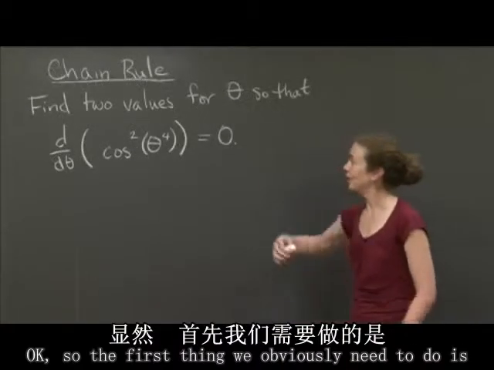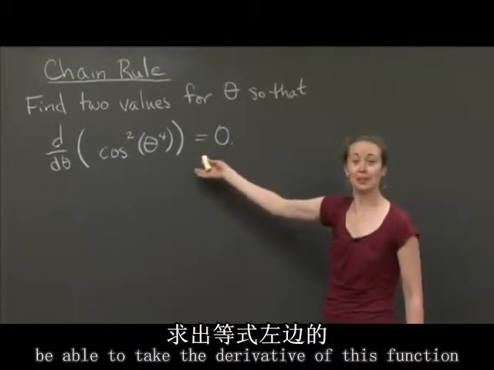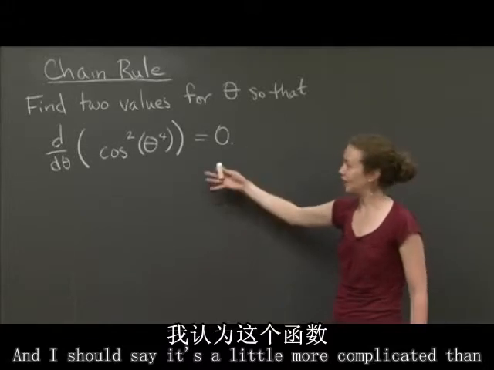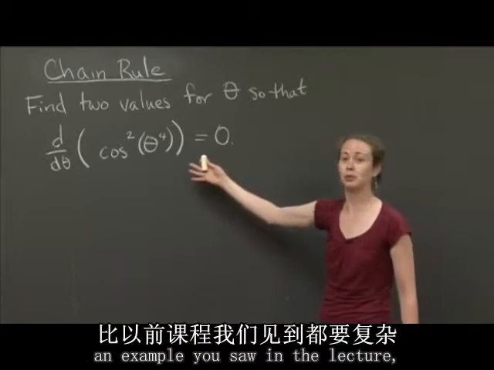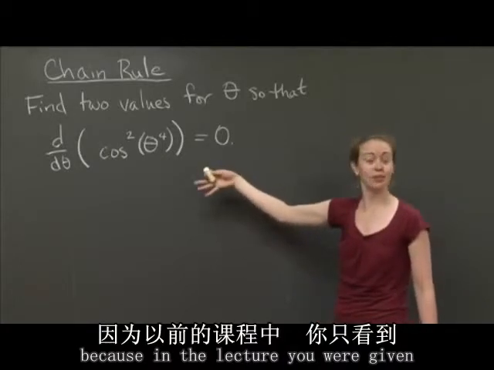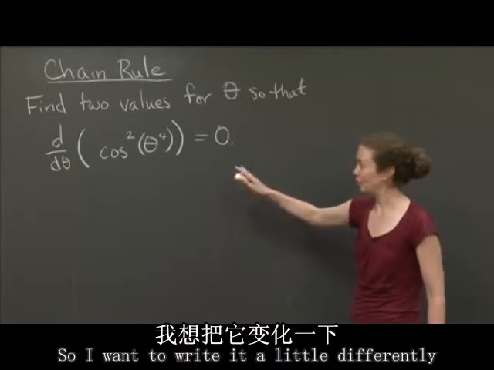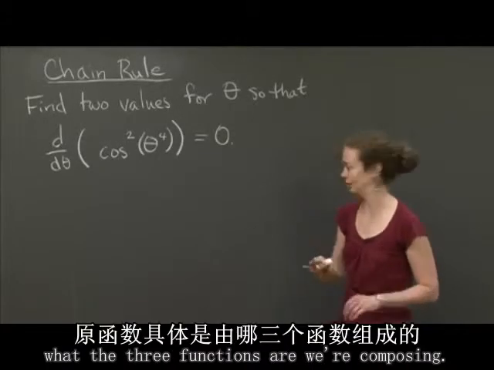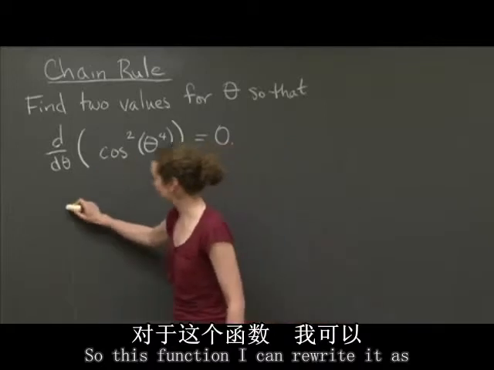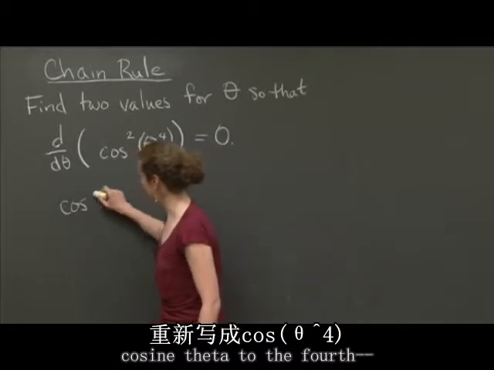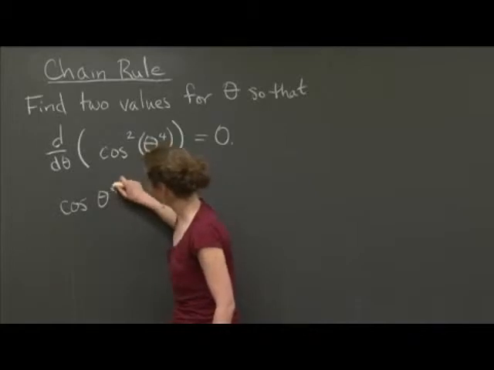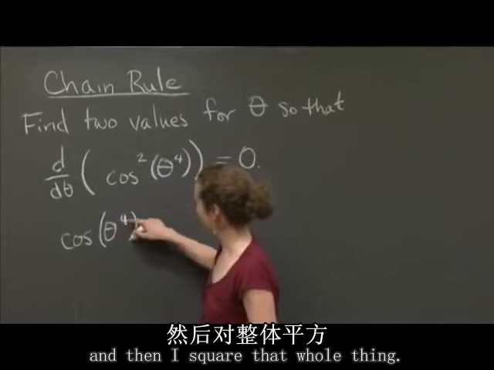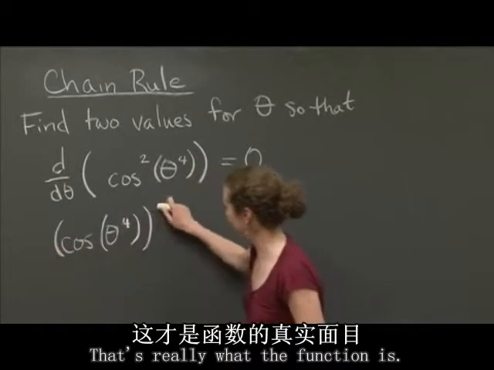OK, so the first thing we obviously need to do is be able to take the derivative of this function on the left-hand side. And I should say it's a little more complicated than an example you saw in the lecture, because in the lecture, you were given an example with just two functions. So I want to write it a little differently just to show very obviously what the three functions are we're composing. So this function, I can rewrite it as cosine of theta to the fourth, and then I square that whole thing. That's really what the function is.